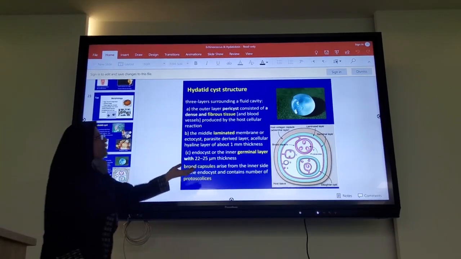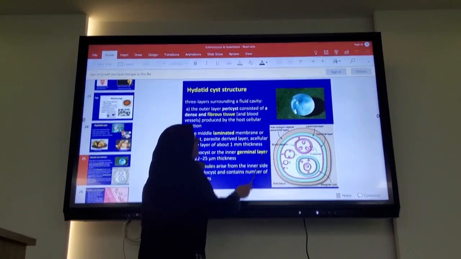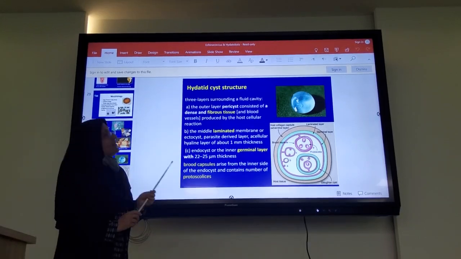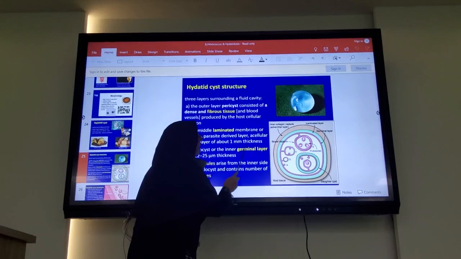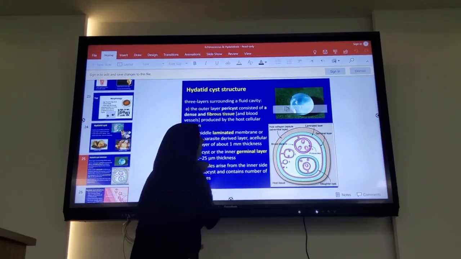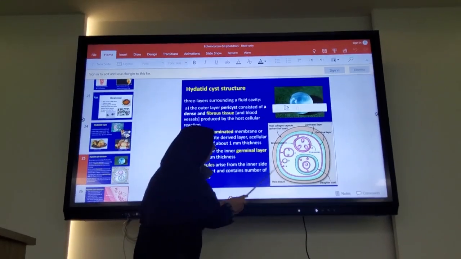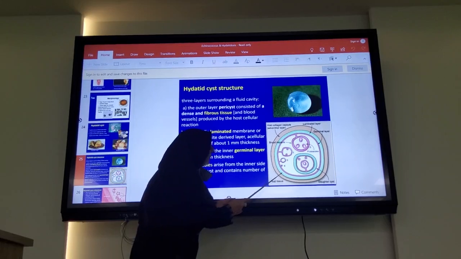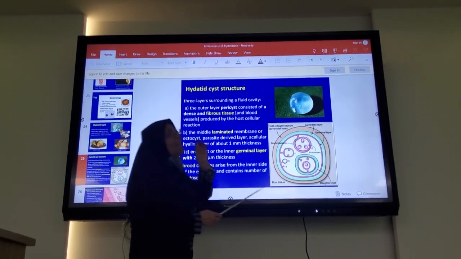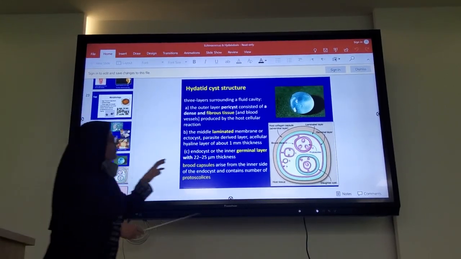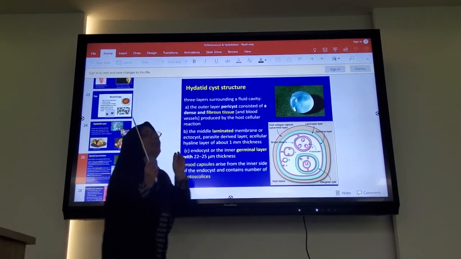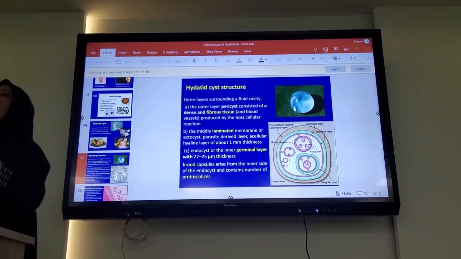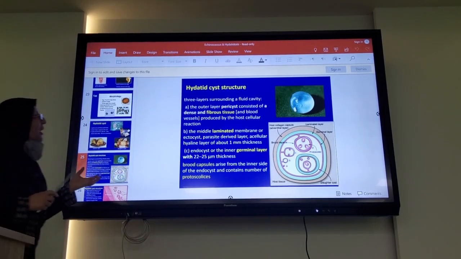This is a schematic view to show you different layers of hydatid cyst. This is the normal tissue of the host. This is the cellular reaction of the host. This green part is related to the parasite, which is called laminated layer. It is thick and without any nucleus. But this pink part is very important. It is called germinal layer, okay?